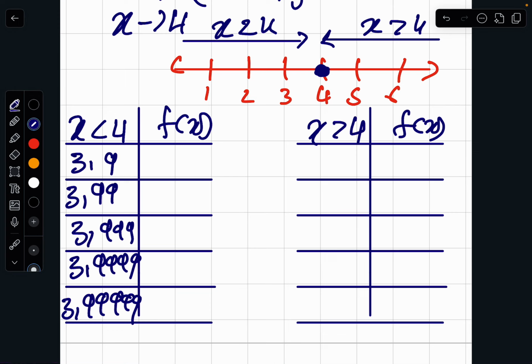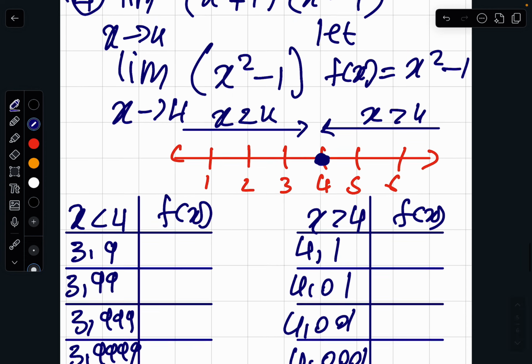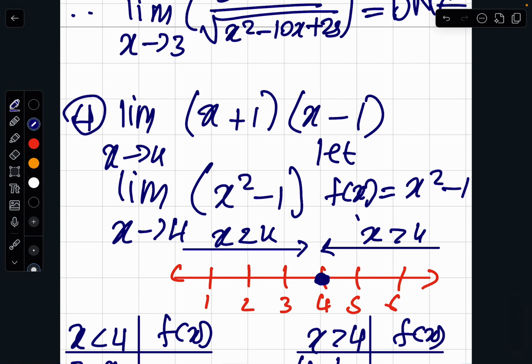So let's go to the other side. When we're approaching 4 from the right, the value of x here is what? It is 4.1, ne? Another one is 4.01, 4.001, 4.0001, 4.00001. Understand? Is it understandable? Then don't forget your f of x. So you're going to take these values of x and substitute them into your f of x.